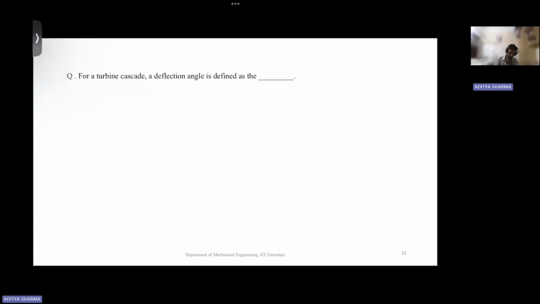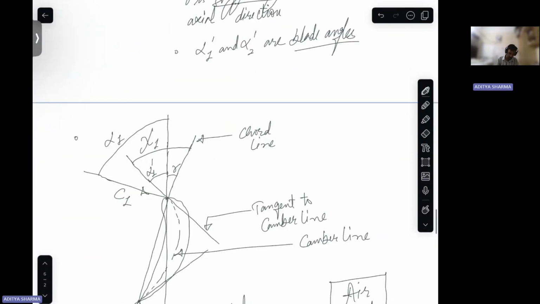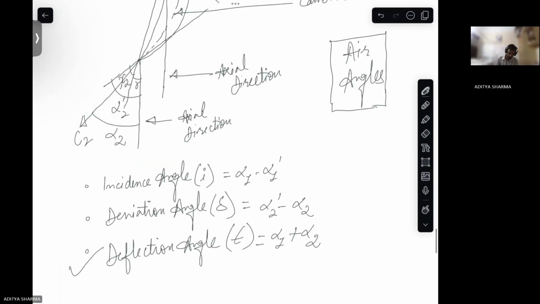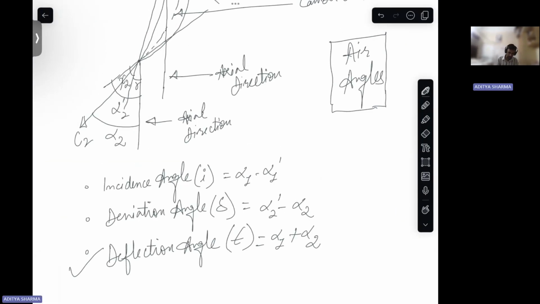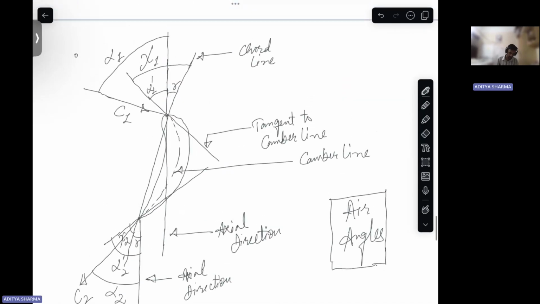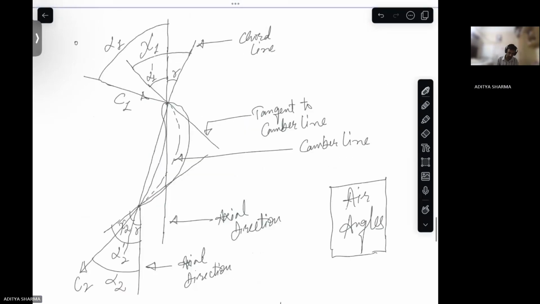Then next is, for a turbine cascade, deflection angle is defined as the dash. So what is deflection angle? We have discussed deflection angle. The deflection angle is this. This is alpha 1 plus alpha 2. What is alpha? Alpha is here, you see, alpha is the air angles.